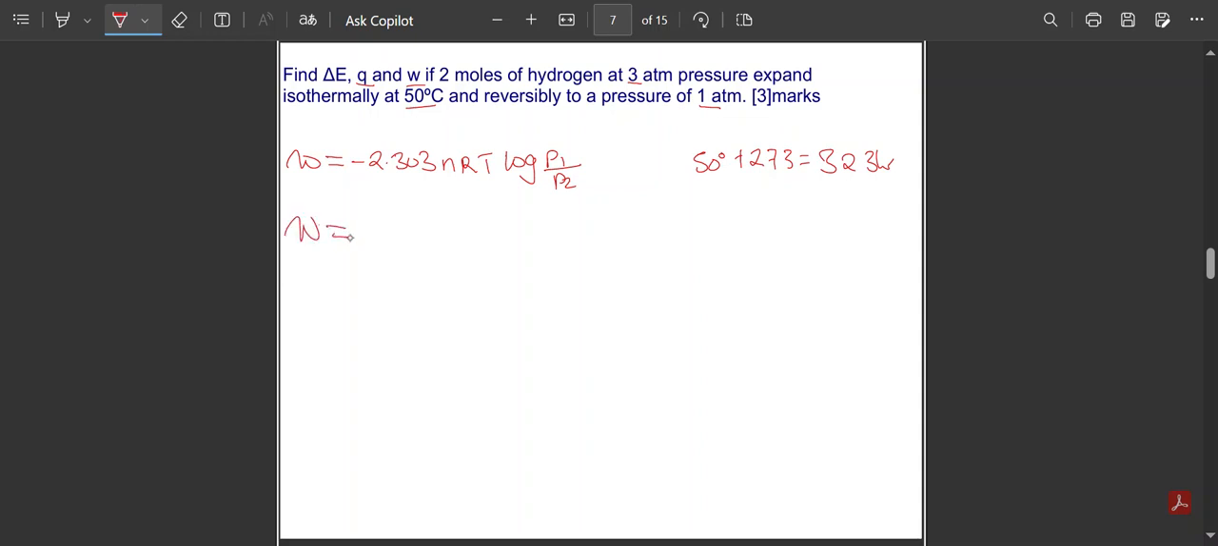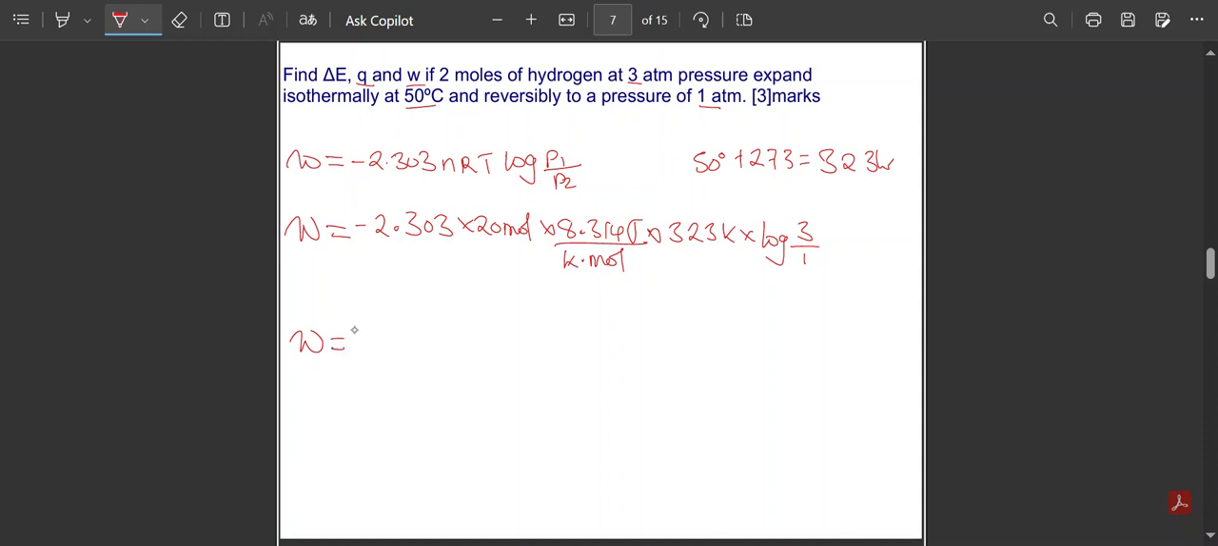So work is equal to negative 2.303. The number of moles is 2 moles. Our gas constant is 8.314 joules per Kelvin per mole. Times our temperature, which is 323 Kelvin, then times log of the final pressure, which is 1, over our initial pressure, which was 3. So when you punch that on your calculator, you're going to get your answer in joules.